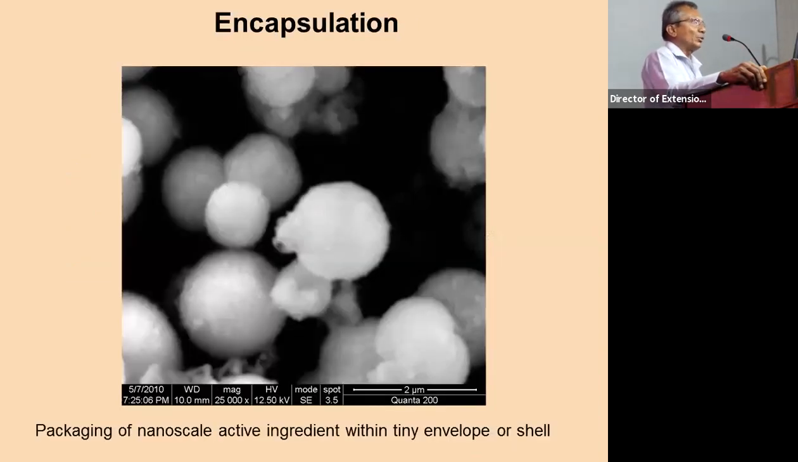This is one breakthrough technology we have developed in TNAU, in the nanoscience department, myself. The encapsulation technique is the package of a nanoscale active ingredient within a tiny envelope or shell. See, this is the picture taken under a transmission electron microscope. Each ball has the active ingredient of the herbicide. The outer part is covered with polymers. The water-soluble polymer is one of the important areas. Polymers are either non-soluble or water soluble. We choose the polymers which are naturally water soluble.